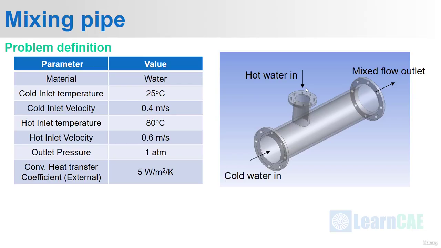The outlet pressure is 1 atmosphere, and we shall specify convective heat transfer coefficient on the external surface of the solid body. This will be 5 watt per meter square per Kelvin. In this problem, we will include both the fluid domain as well as solid domain surrounding this.